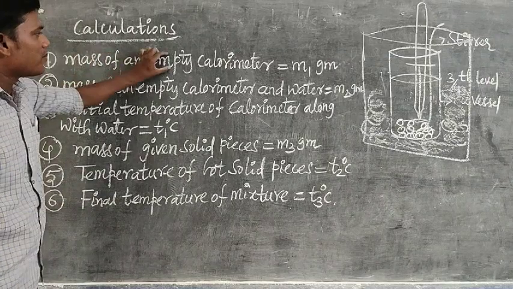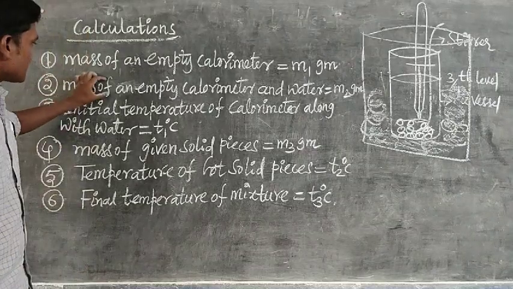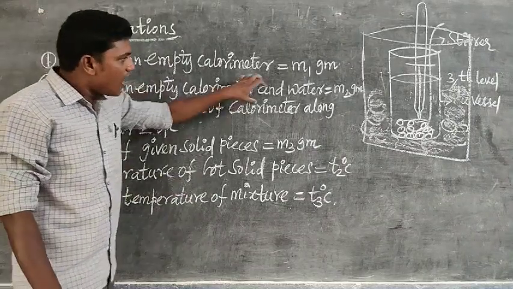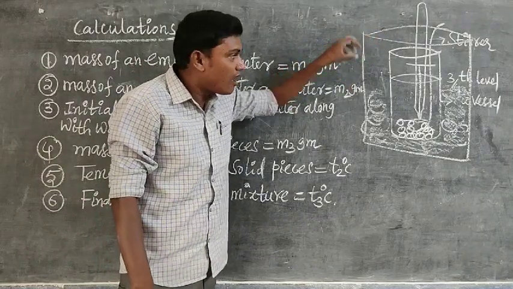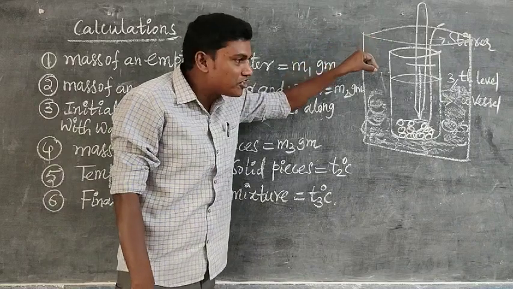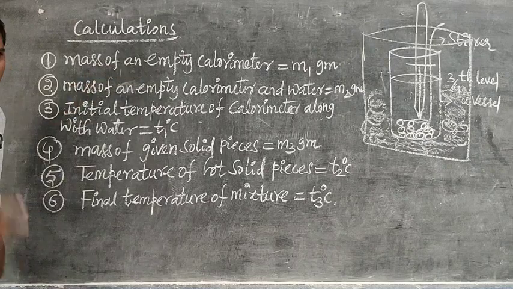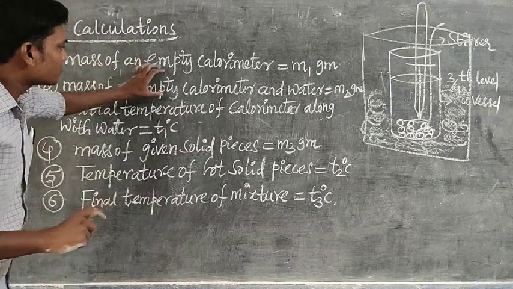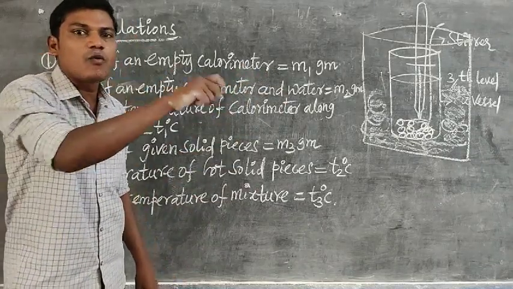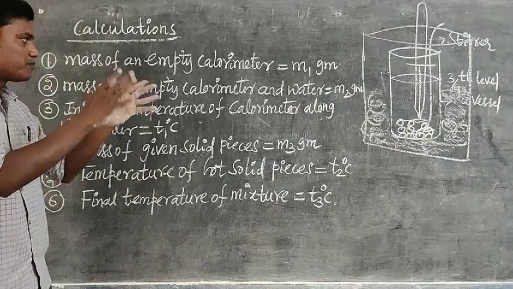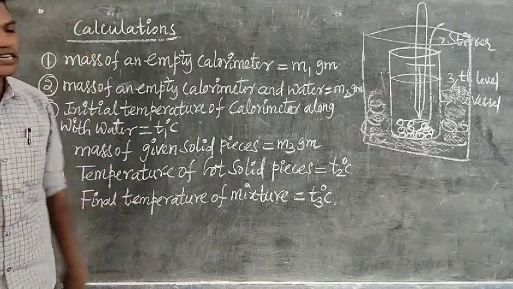Mass of an empty calorimeter is equal to m1 grams. Mass of the empty calorimeter plus the mass of the water, that is, however much quantity of water we pour into it, the total is m2 grams. Means m2 is not only the mass of the empty calorimeter, it is along with the mass of the water also. Means m2 represents the mass of the empty calorimeter and the mass of the water combined. That is the meaning of that.